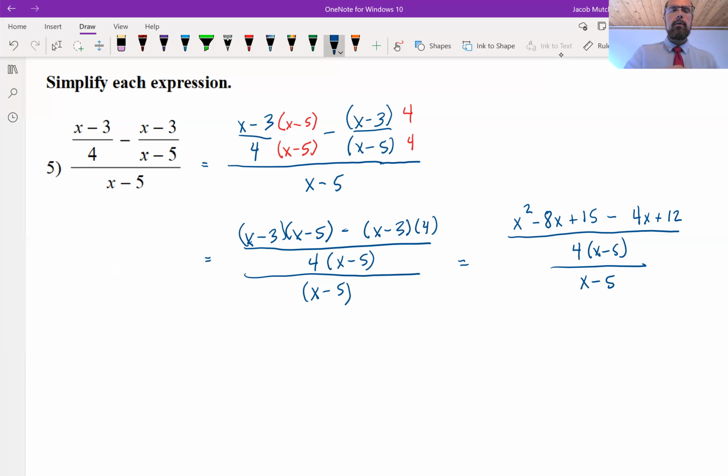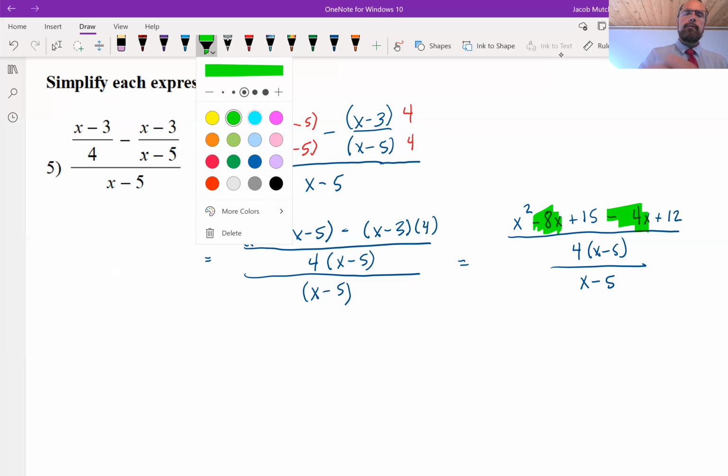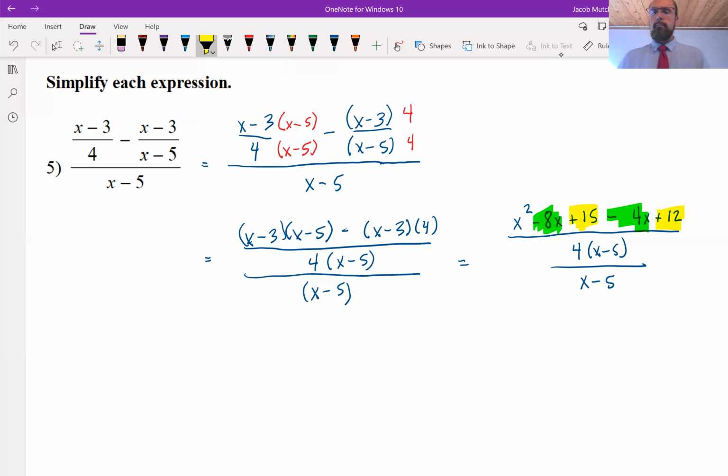In my numerator now, I've got like terms, negative 8x and negative 4x. I've also got 15 and 12. I'm going to combine those together. That gives me my new numerator of the numerator, x squared minus 12x plus 27, over 4 times x minus 5 over x minus 5.